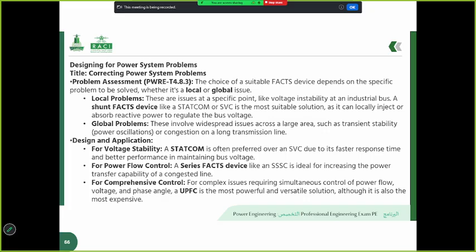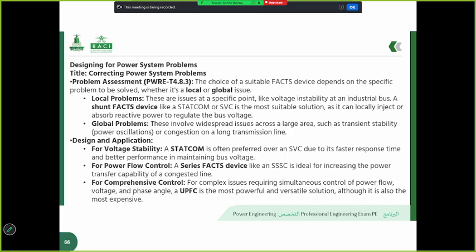These devices are designed to inject or absorb reactive power at a specific bus to maintain a stable voltage profile. For instance, a STATCOM can quickly inject reactive power to support the voltage when a large motor starts, preventing a voltage sag that would otherwise affect other nearby equipment.